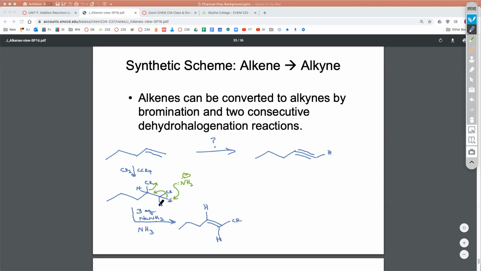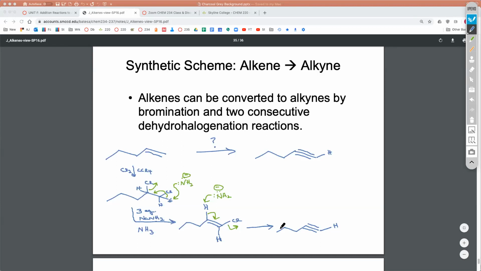Now, I'm using 3 equivalents. So that means if I had 1 mole here, there's going to be 3 moles of this here to react. So let me show the next step in the mechanism then. Now, this will remove this hydrogen, make a second pi bond to give us the triple bond. And now, as you can see, in this step, we actually have created the final product that we want.